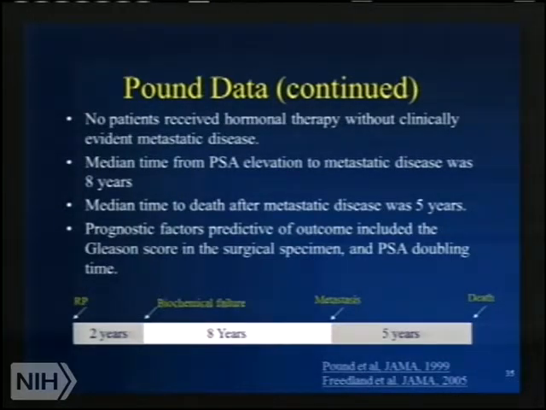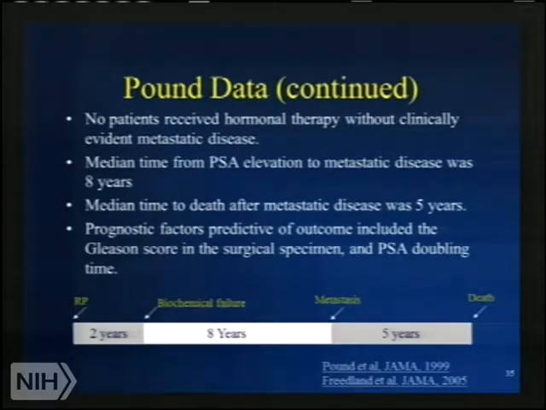So the median time from PSA elevation to metastatic disease was 8 years. That's a long time. The median time to death after that was an additional 5 years. So you have your surgery here, average of 2 years before the PSA started to rise, an average of an additional 8 years before they developed metastatic disease, and an average of another 5 years before they died.